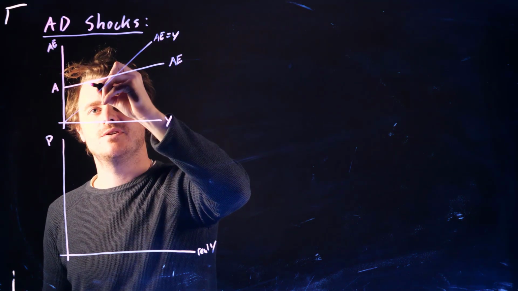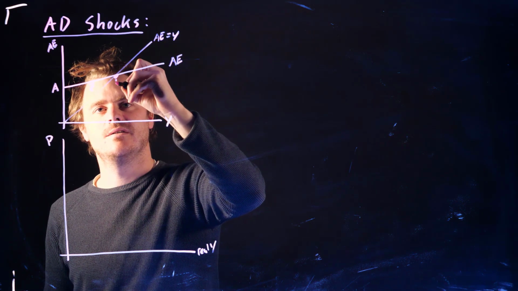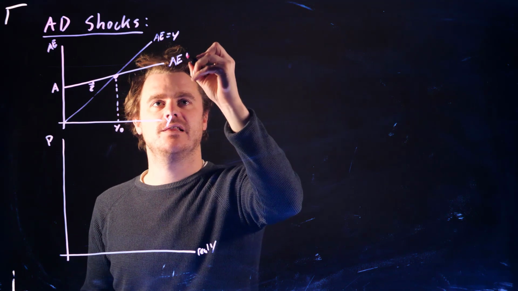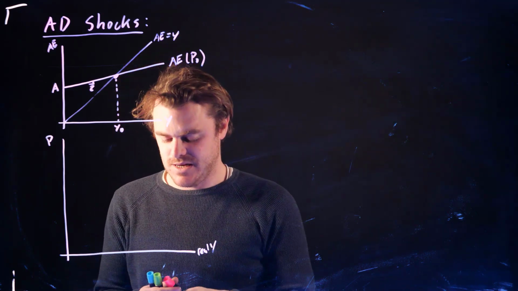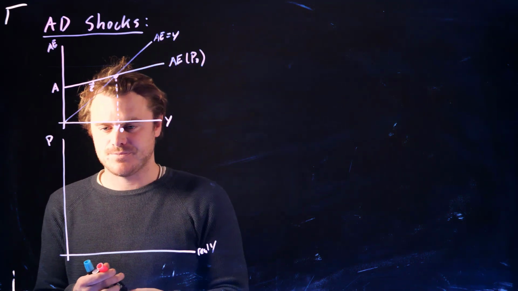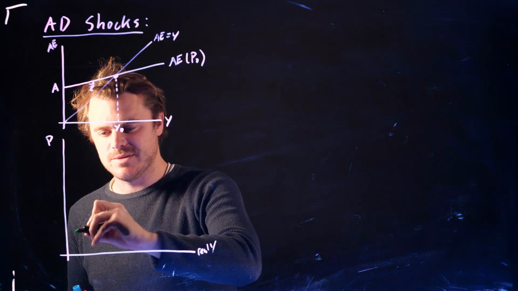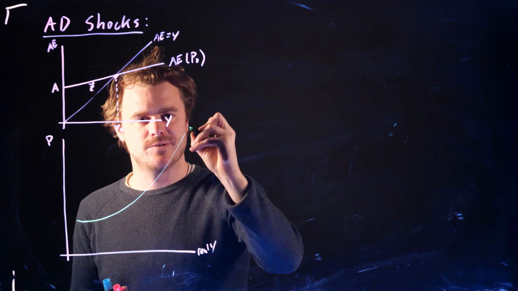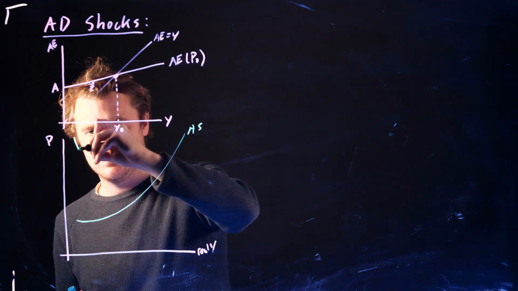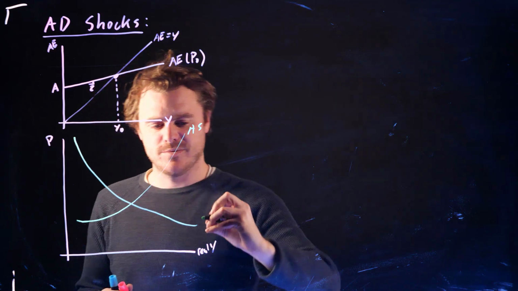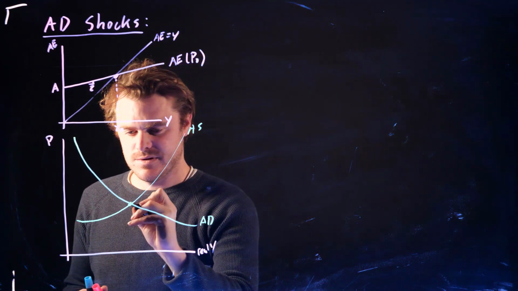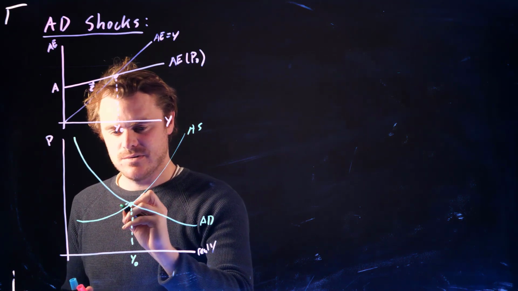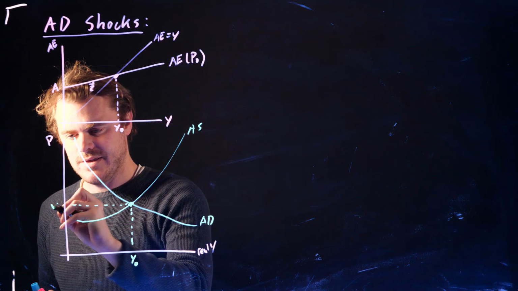Capital A, the intercept, the slope is Z. And let's say we're at Y0 right now. And let's say that we're currently at P0. And what that's going to do is correspond to an equilibrium down here. Here's my AS curve. Here's my AD curve. We're going to say that this is Y0 and this is P0.